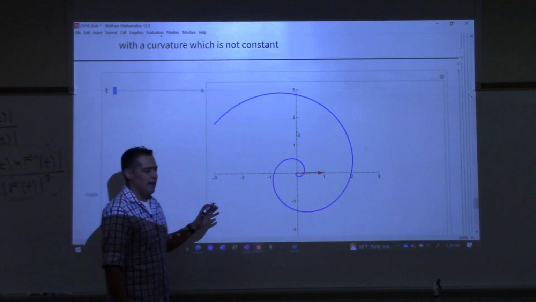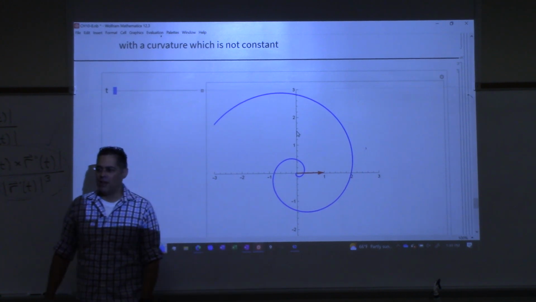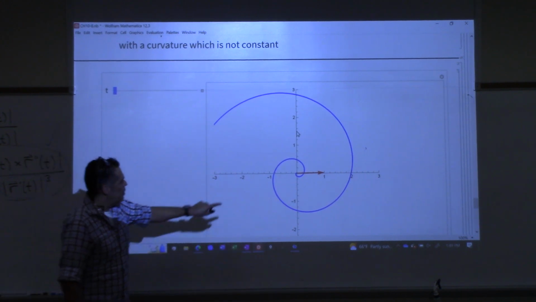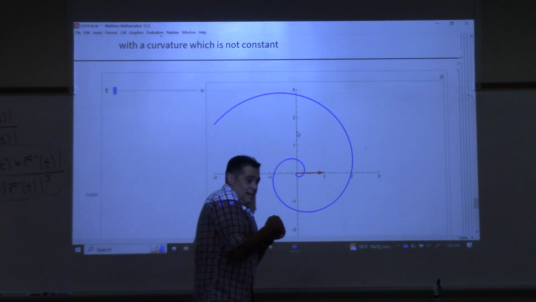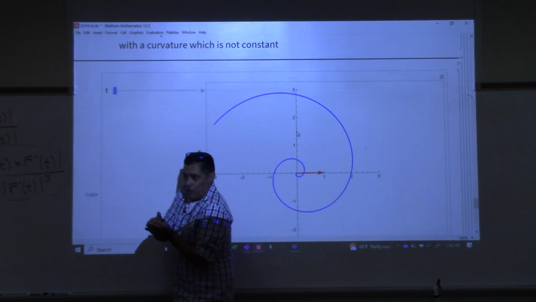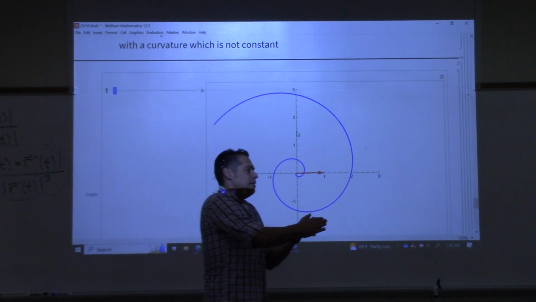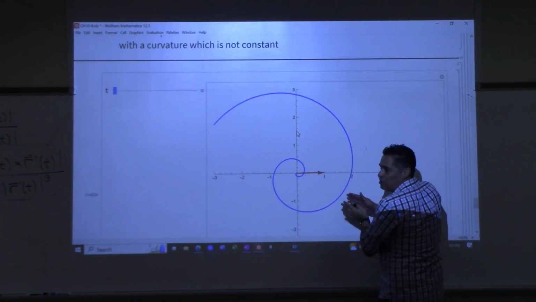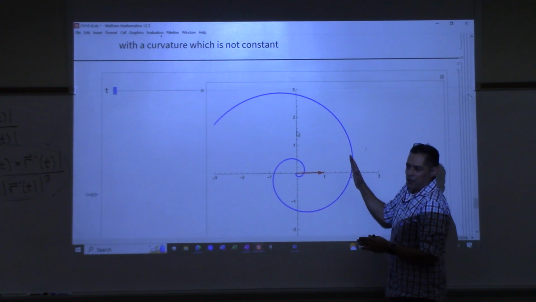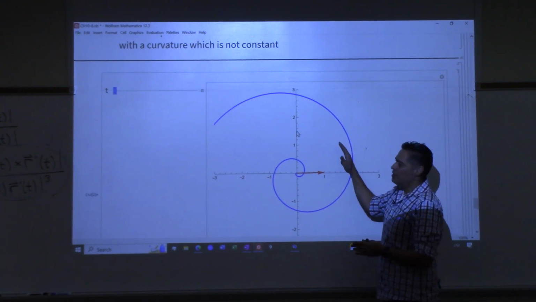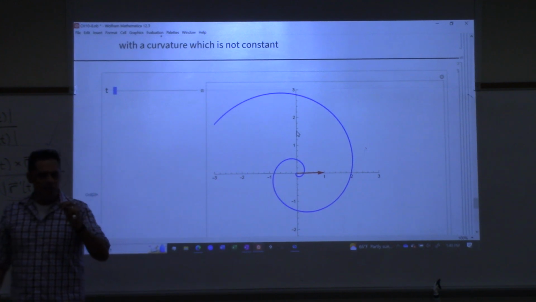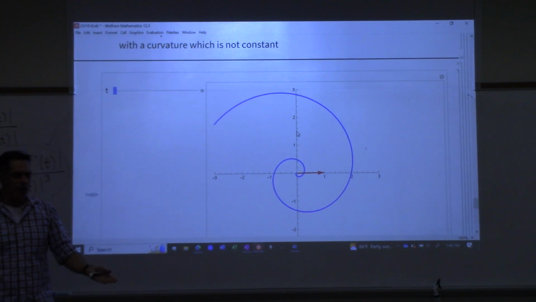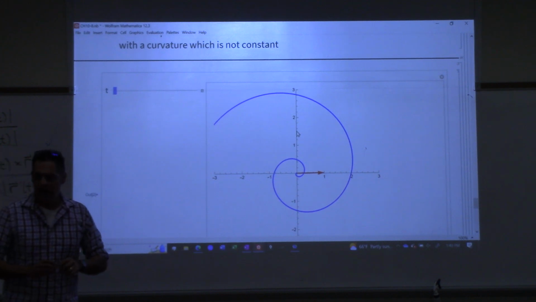Just by looking at it, this does not look like it has constant curvature, right? If we started drawing this in the beginning, it's a really tight curve, really tight turns. And then as you go out, that turn kind of widens out so you wouldn't be curving as much, right? So the curvature for this vector function should be a function of where we are on the curve. It should not be constant. Let's see if we can show that.